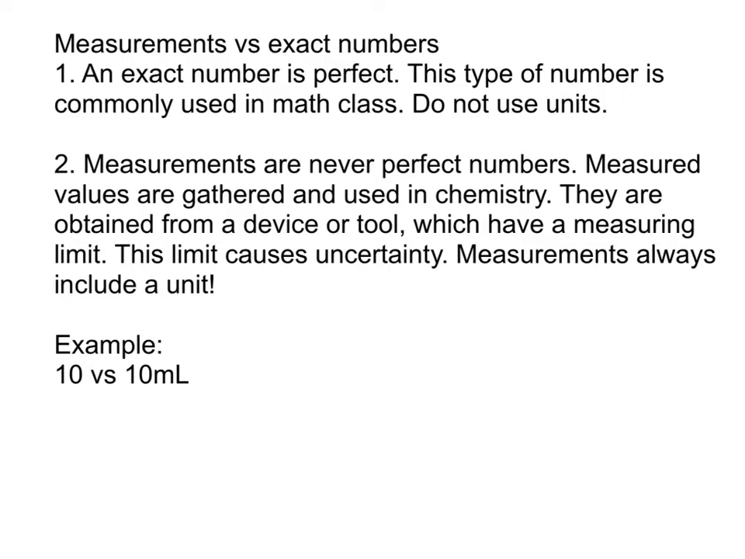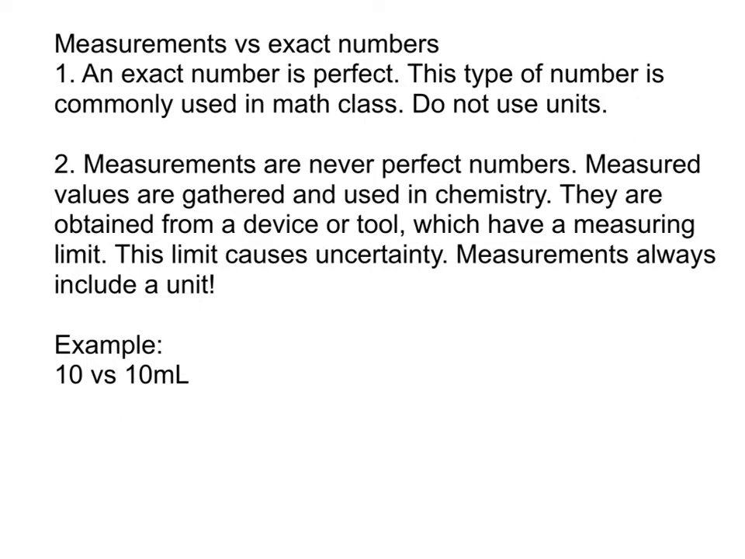Okay, now let's contrast that with measurements. Measurements are never a perfect number. Measured values are gathered and used in chemistry from those measurement tools we talked about. There's a limit to how well you can know exactly how long something is or how massive something is, and that's determined by the tool that you're using. This limit causes uncertainty. Measurements are always uncertain, which is not true of exact numbers. And measurements always need to include a unit, which means we can't treat a measurement the exact way that we treat an exact number.